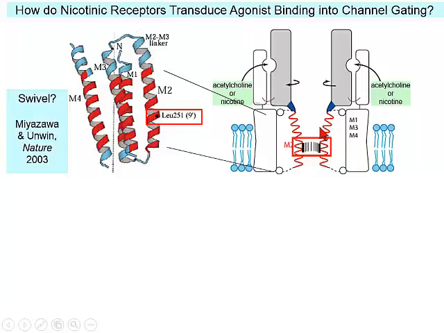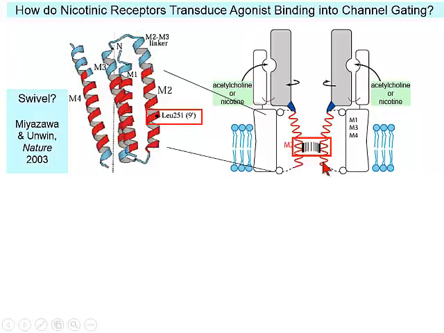To give you an overview of how this might work, we now move into the transmembrane part of the channel. So here is the acetylcholine or nicotine binding. Here is the transmembrane part of the channel. Because there are five pseudosymmetric subunits, there are five subunits facing the channel. We think that the M2 helix of each subunit faces the channel. Only two of the subunits are shown here, not all five.